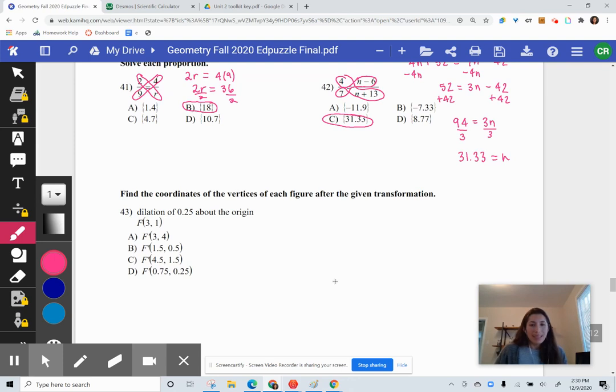Okay. For our dilations, anytime you have a dilation and it's around the origin, you are basically just taking your scale factor, k, and multiplying it with your coordinate. So we have 3, we're going to multiply that with 0.25. That's going to give us our x coordinate, and we're going to do 1 multiplied with 0.25. And that's going to give us our y-coordinate. So obviously the 1 times 0.25 is just 0.25. And then 3 times 0.25, that's 0.75. Imagine 3/4. So this is our x-coordinate and then our y-coordinate. So 0.75 and 0.25.